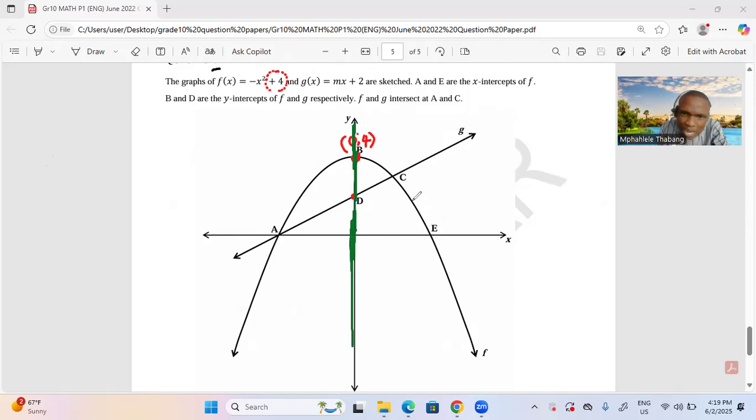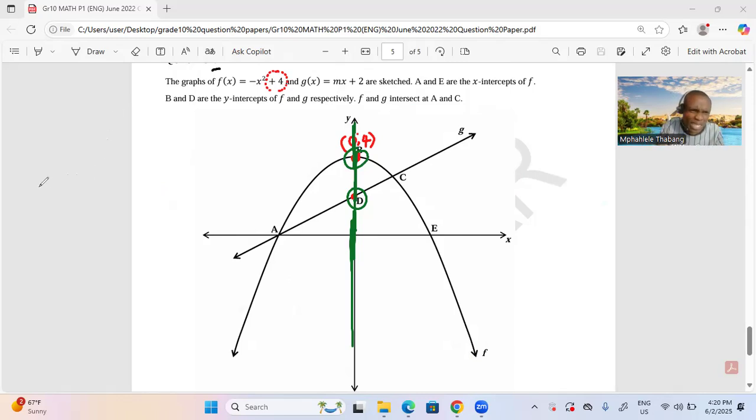So F cuts the y-axis at B, whereas G cuts the y-axis at D. So D is the y-intercept of G. How do we find the y-intercept? Finding the y-intercept of a function, in this case G, we let x be 0. This is a very important idea in maths. If you are looking for the y-intercept, you have to let x be 0.